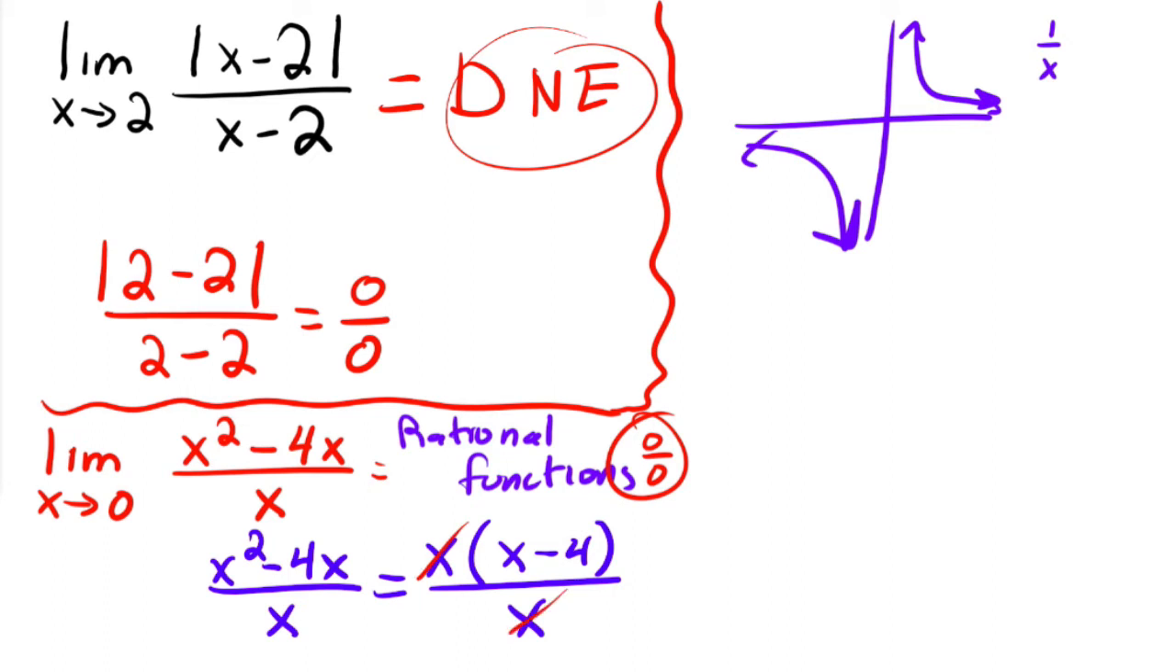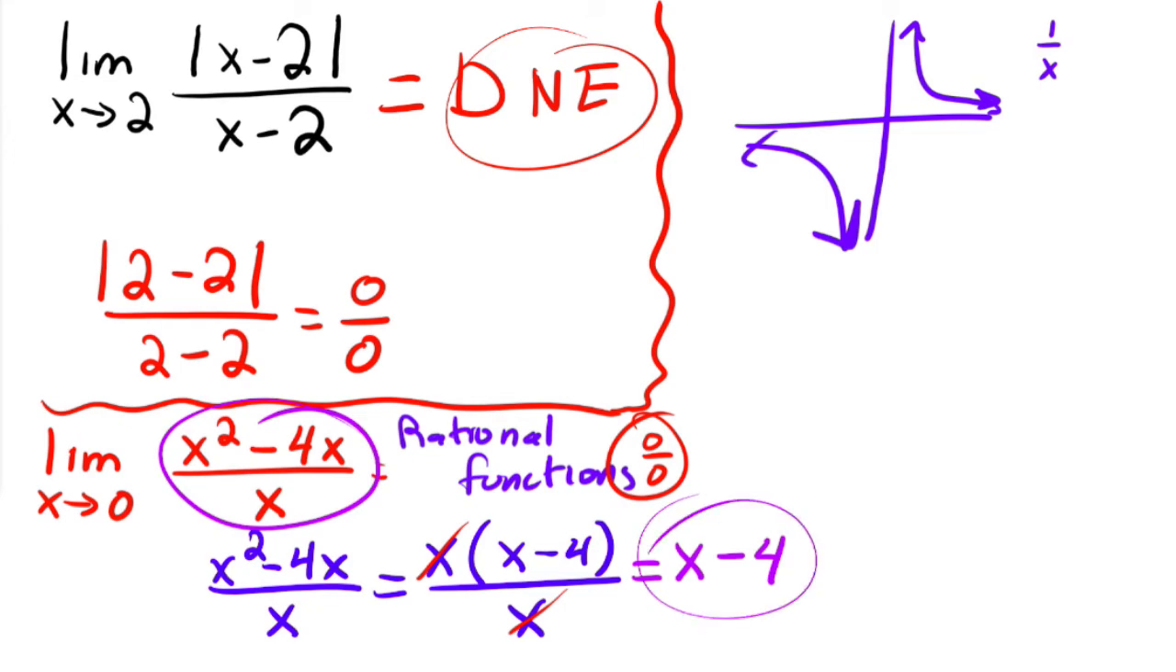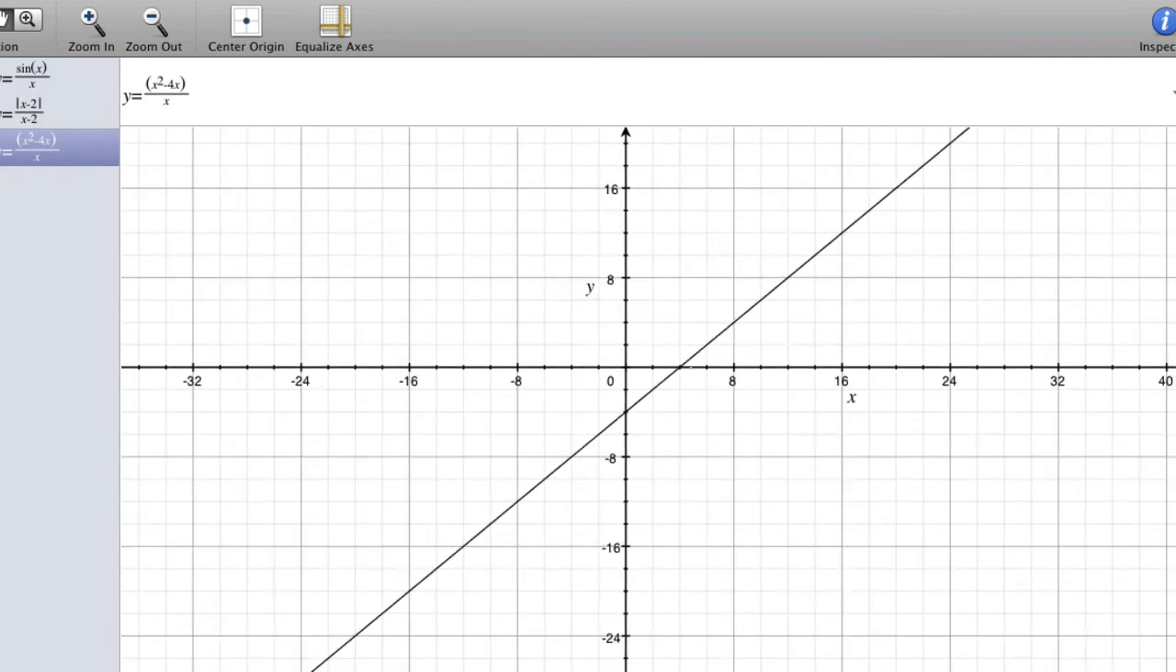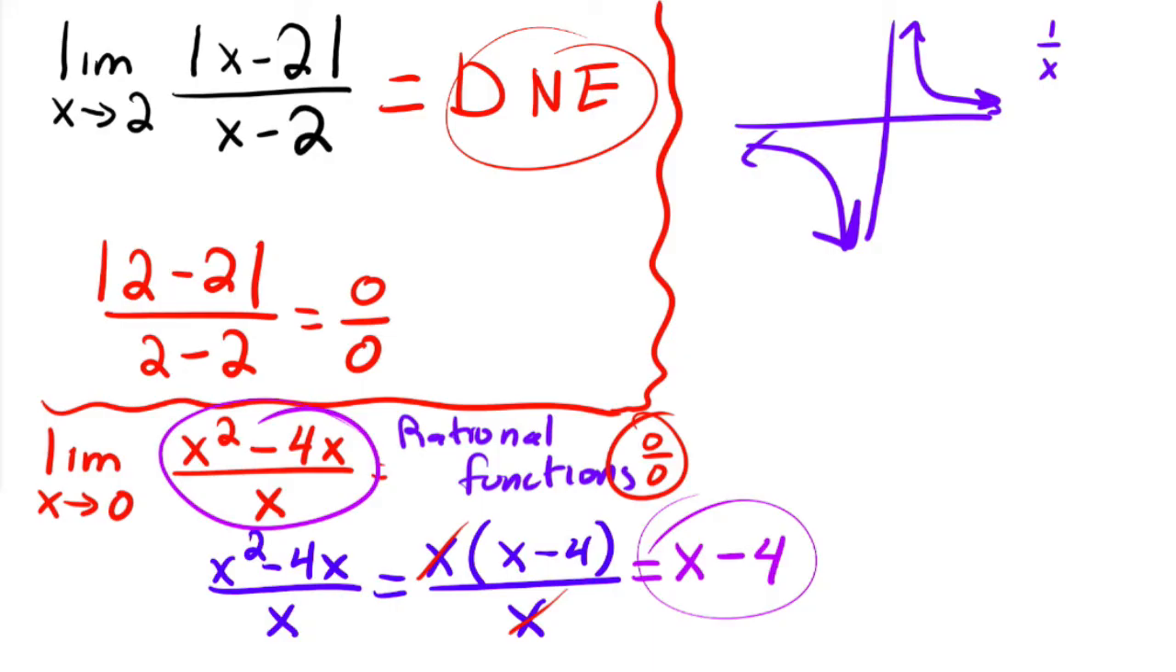And so what we just found out is that this guy is equal to x minus 4. So this function right here is equal to x minus 4, which is a line, exactly this line right here. This is the line with a y-intercept of -4 and a slope of 1. That line, except that if I graph this line, it's not actually defined at 0.